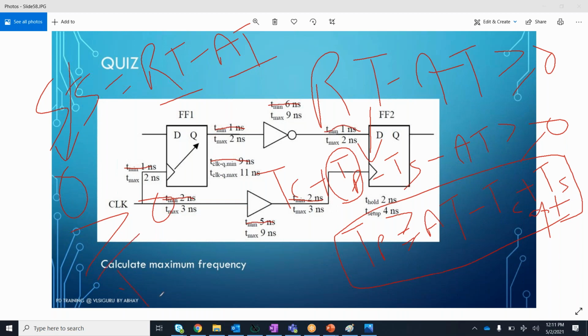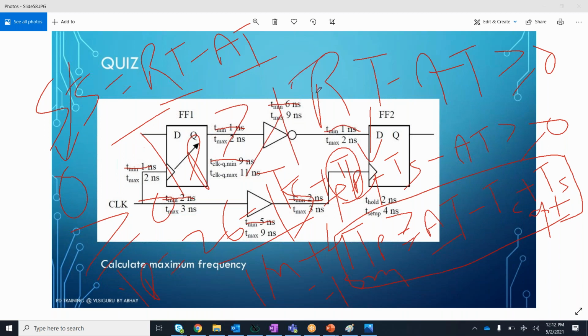Now let's find the time period. What time period are we finding? We are finding the minimum time period so that I will have the maximum frequency. So the time period is nothing but, what was my arrival time? 26 nanosecond. What is T capture? 15. Setup is 4. 26 minus 15 is 11 nanosecond, plus 4, so it is 15 nanosecond. So my TP should be greater than or equal to 15 nanosecond.